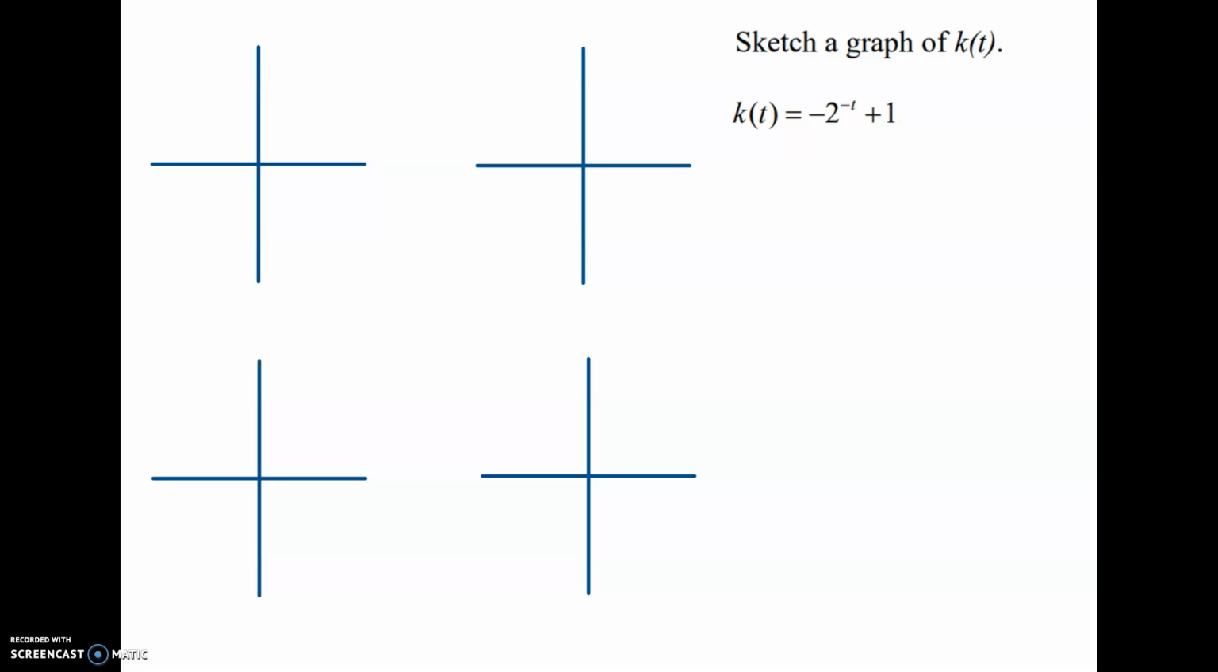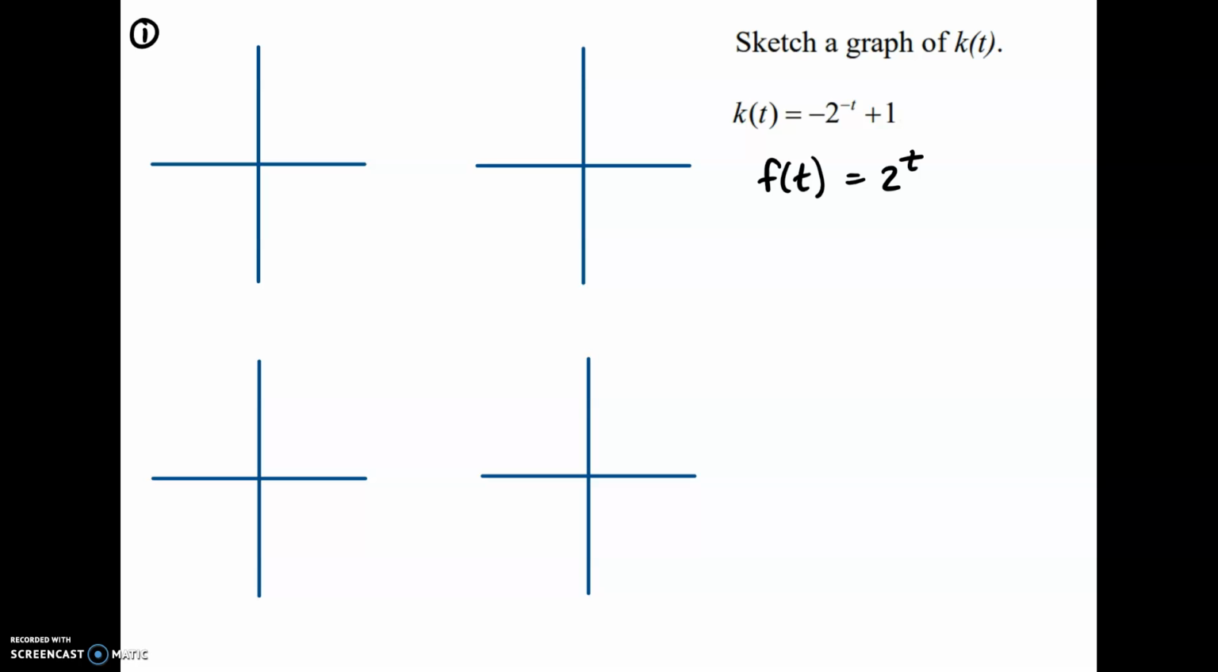Okay, this problem wants us to sketch a graph of the given function, which is k of t. Now, k of t equals -2 to the -t plus 1, and that might look a little scary or confusing at first, but maybe we can break this down with a couple of the techniques we learned with our reflections and our shifts. So I'm going to start out by just writing this as f of t equals 2 to the t. And I'm going to draw that right here.